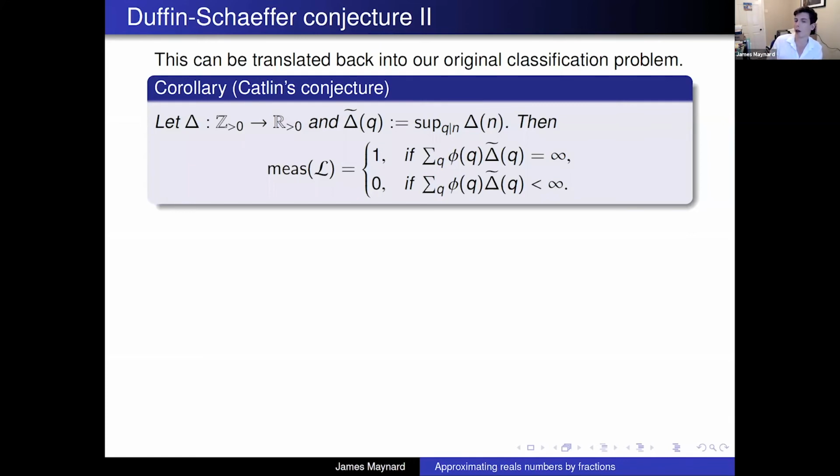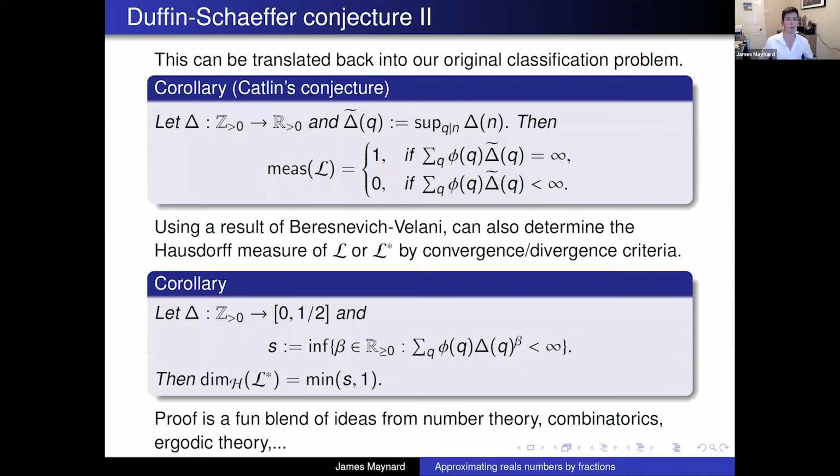There's various other consequences. I don't want to go into these in too much detail, but for example, by plugging in the Duffin and Schaeffer conjecture to work of Beresnevich and Velani, even when, say, your set L star has measure 0, you can answer some slightly more refined questions, such as what's the Hausdorff measure, and that's based on the critical exponent for, again, a convergence-divergence criterion for a certain infinite sum.